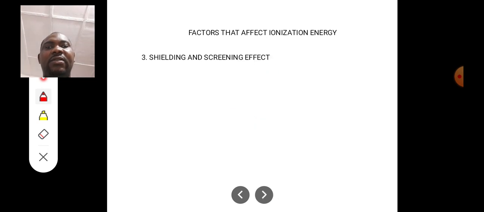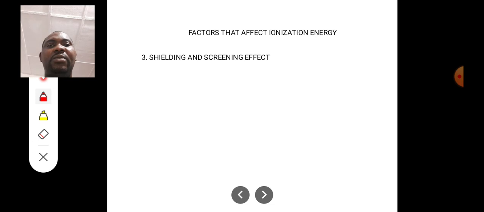Now, another factor that affects ionization energy is what we call shielding and screening effect. Now we have two types of shielding. We have two types of screening effect. We have primary screening and we have secondary screening. Note this: the primary screening is when the inner electrons screen the outer electrons from the effect of the nucleus.